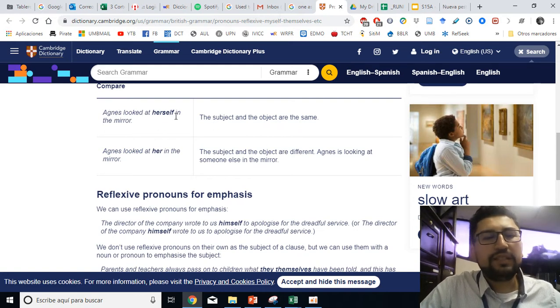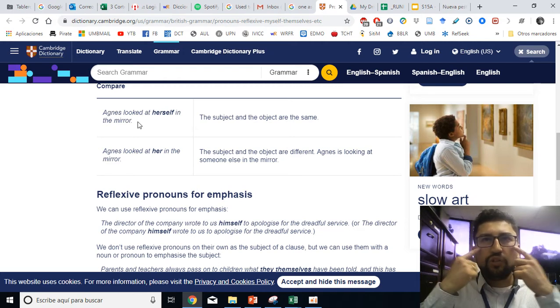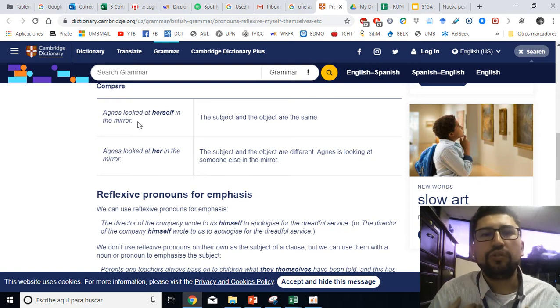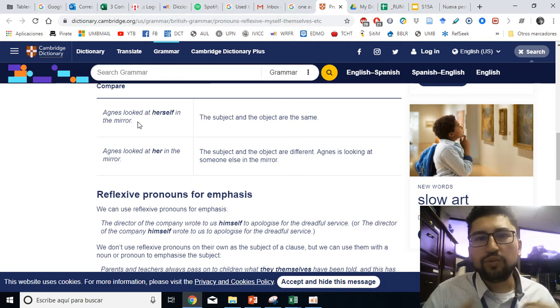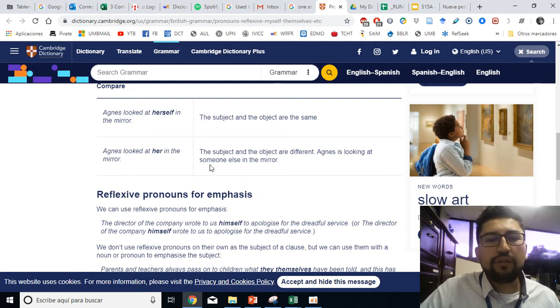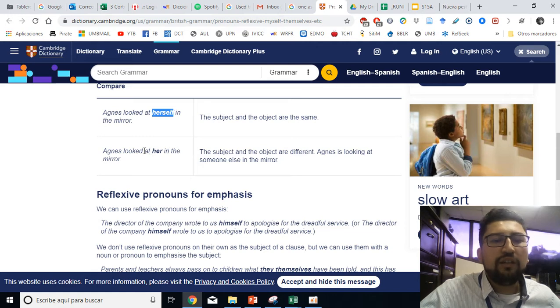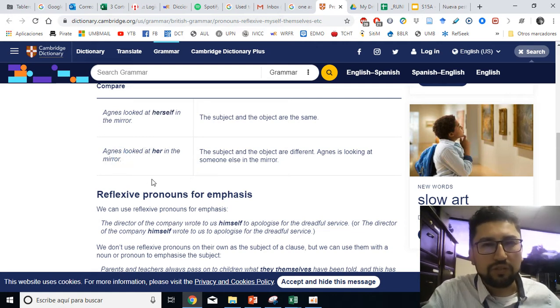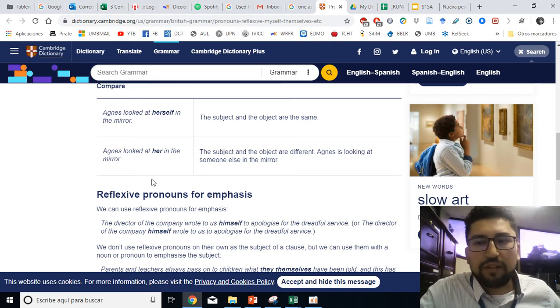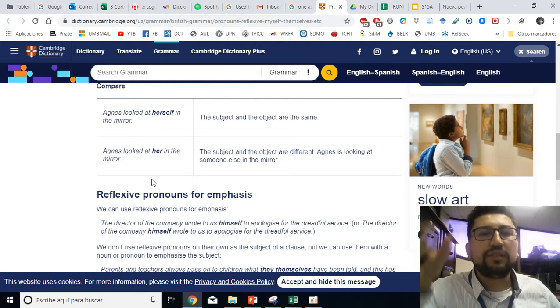So we have here, for example, Agnes looked at herself in the mirror. To look at yourself in the mirror is a very reflexive act, because you look at you. I mean, you normally look at someone, but when you reflect yourself in the mirror, it's a complete reflexive act. Agnes looked at her in the mirror. The subject and the object are different, and Agnes is looking at someone else in the mirror, right? But looked at herself, it means that she looked entirely at herself. Also, we can say looked at her in the mirror, but it doesn't have the same connotation. It doesn't have the same strength as if you were talking more exactly about some physical feature, rather than something that you want to emphasize, right?